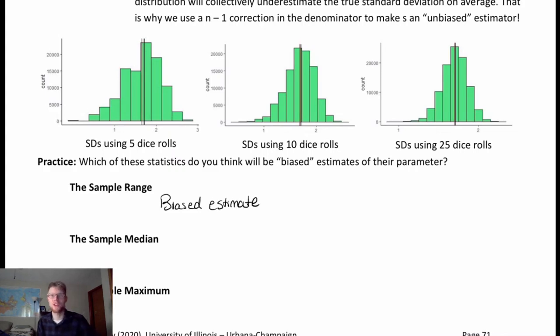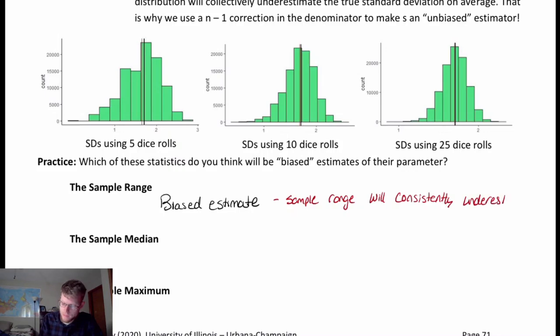So if I have a large sample, then chances are I'm going to see a 6 and a 1, and my sample range is going to be correct. But I am very consistently going to underestimate the range with just my sample. So I'll write over here in red: we'll consistently underestimate the true range of 5. So this, by the way, is in the context of dice rolls.